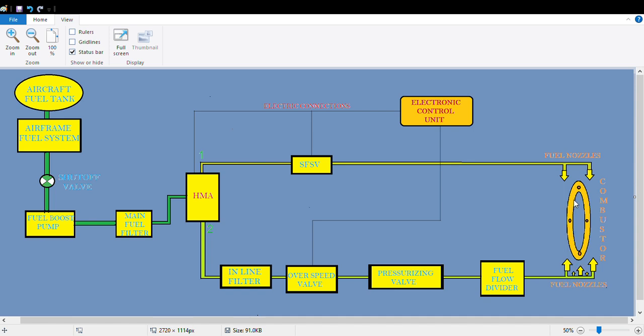After combustion, hot gases are produced, which have high kinetic energy. These hot gases strike the turbine blade, and the blade disc starts rotating and gives rotation to the output shaft and gearboxes. Thank you.